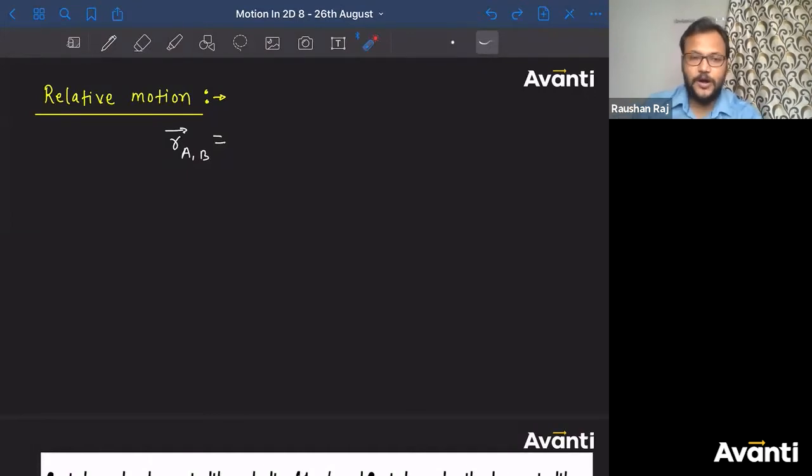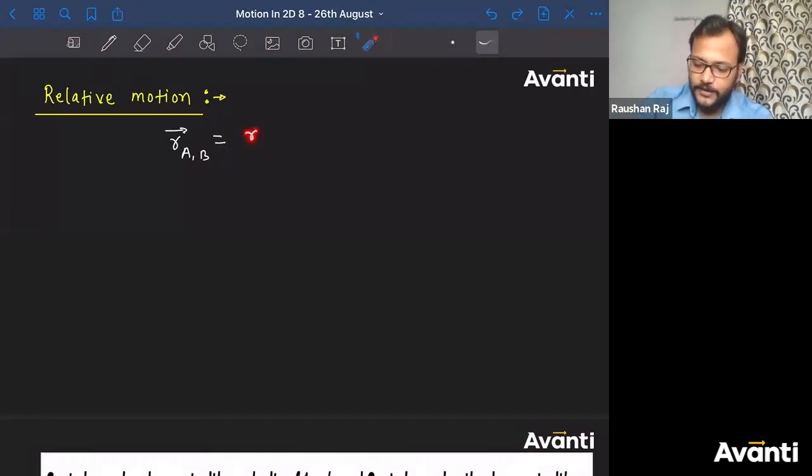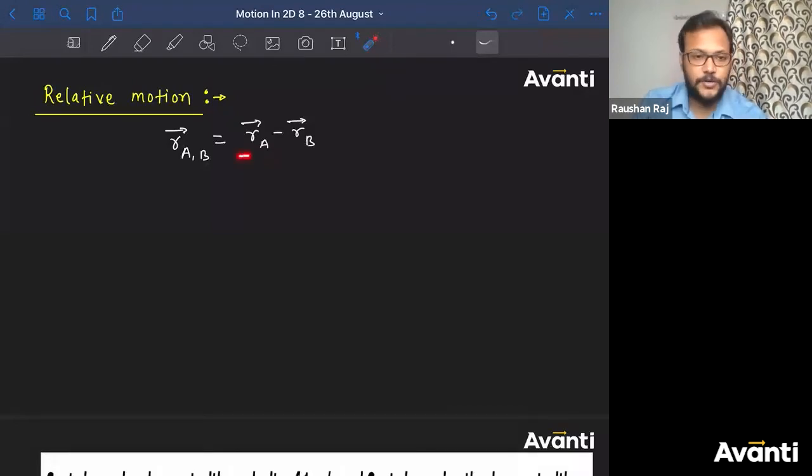Correct. So RAB is nothing but RA minus RB. What is RA बच्चा? Position of A with respect to किसके respect में? With respect to ground. With respect to ground or with respect to a common reference that A and B both of them are having. All right. So RAB is nothing but RA minus RB.